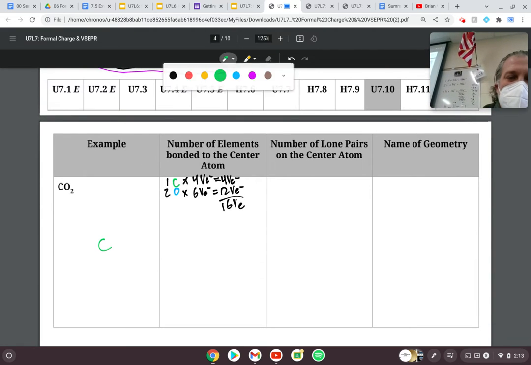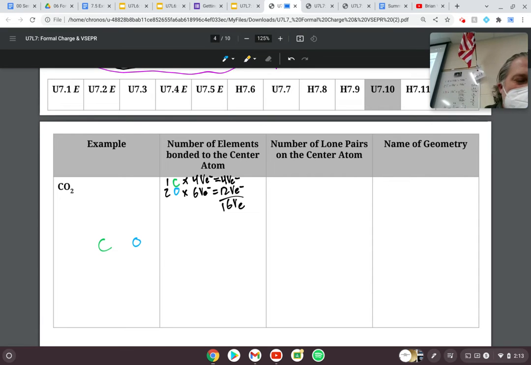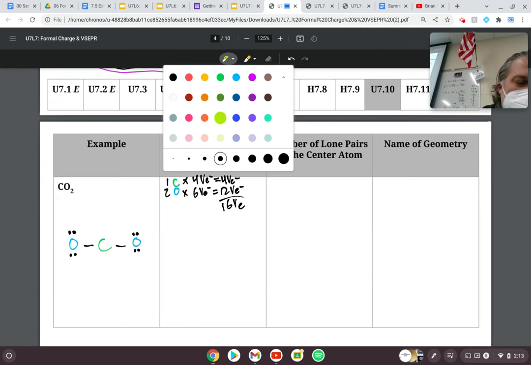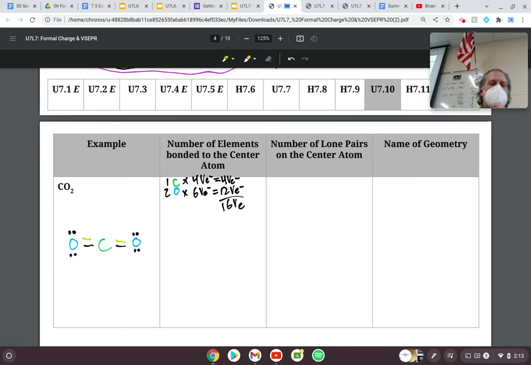So I'm going to draw my structure. It's carbon and oxygen and oxygen. I'm going to bond them together singly. And I know that there's going to be multiple bonds here. I'm not going to go through that whole process, so I'm going to just draw the structure as it is without going through the process to figure that out right now. So if you need help with that, make sure you see me. But this is our structure for carbon dioxide.